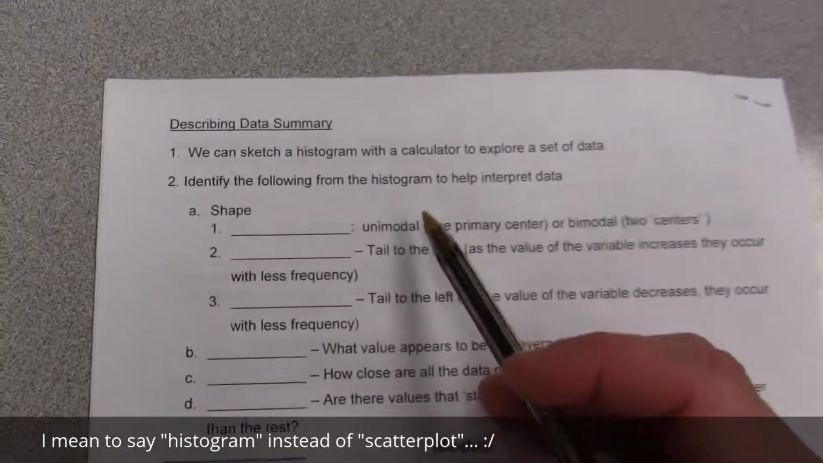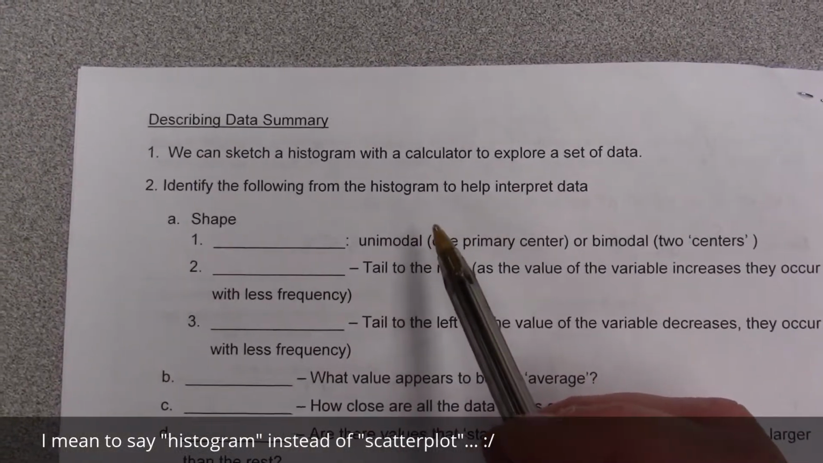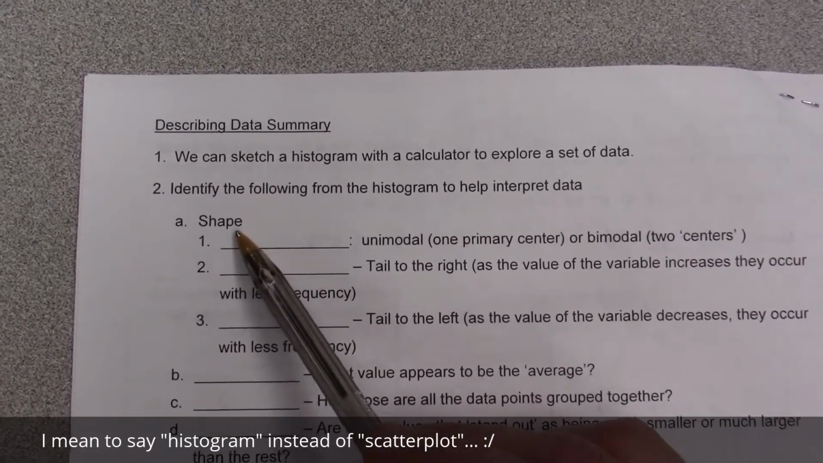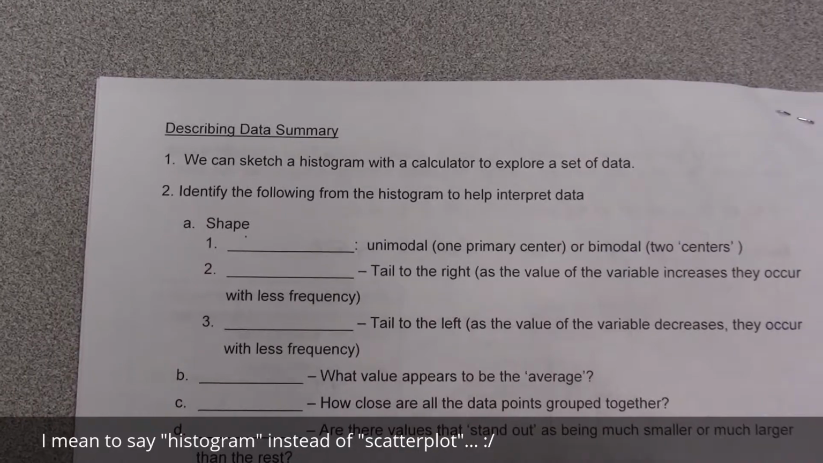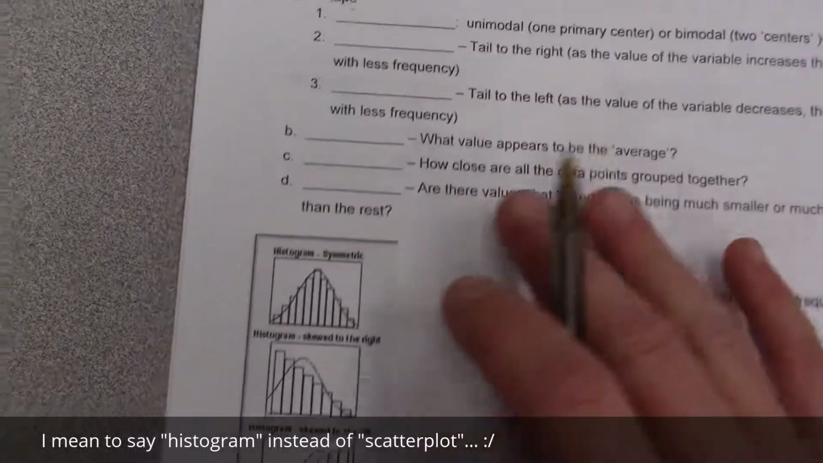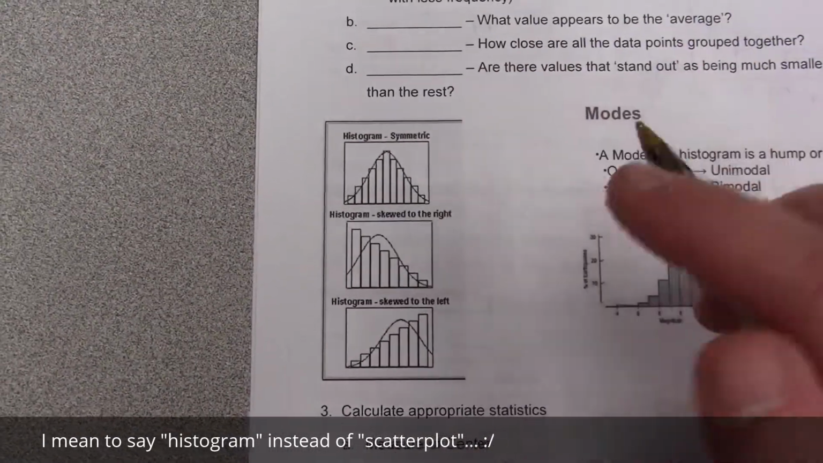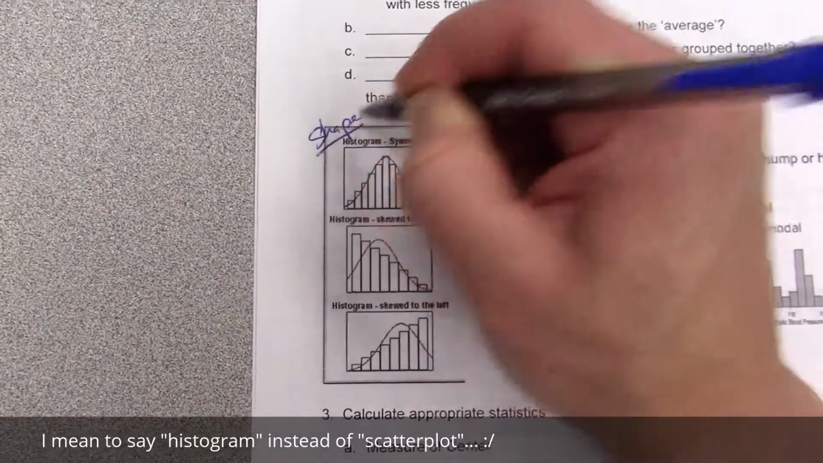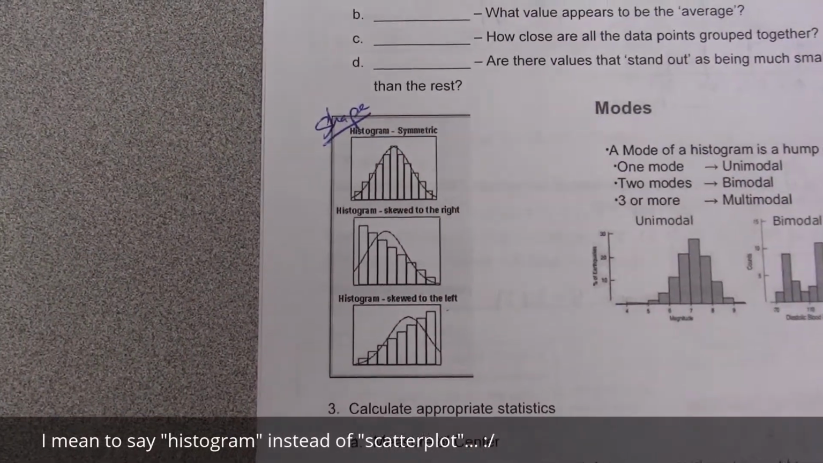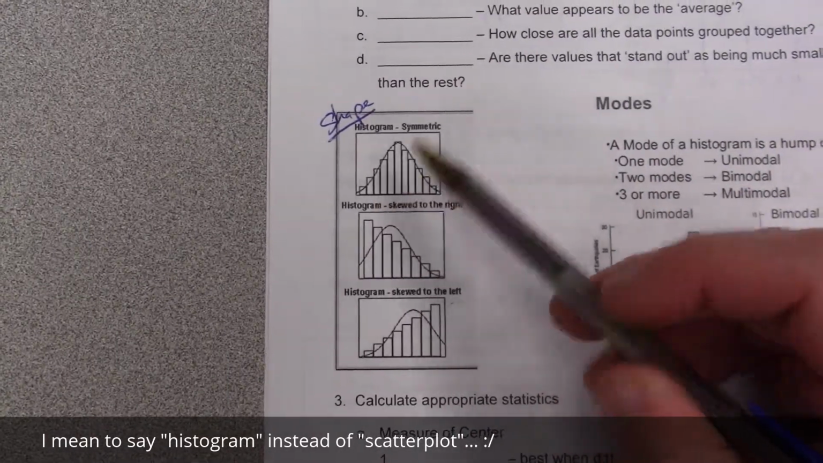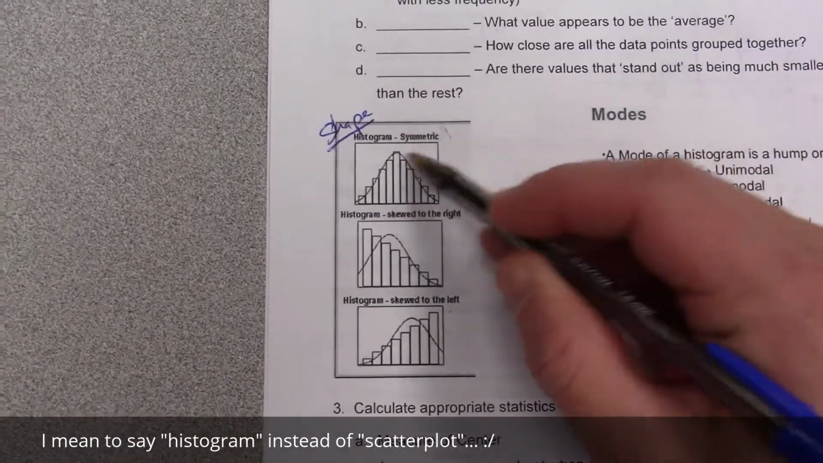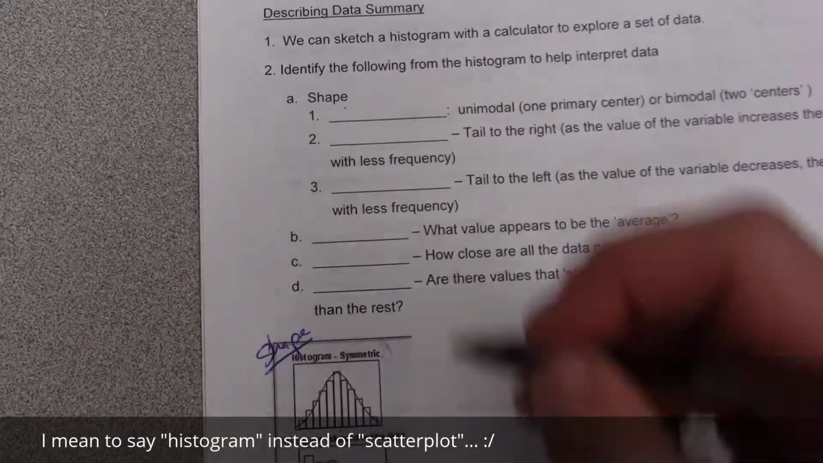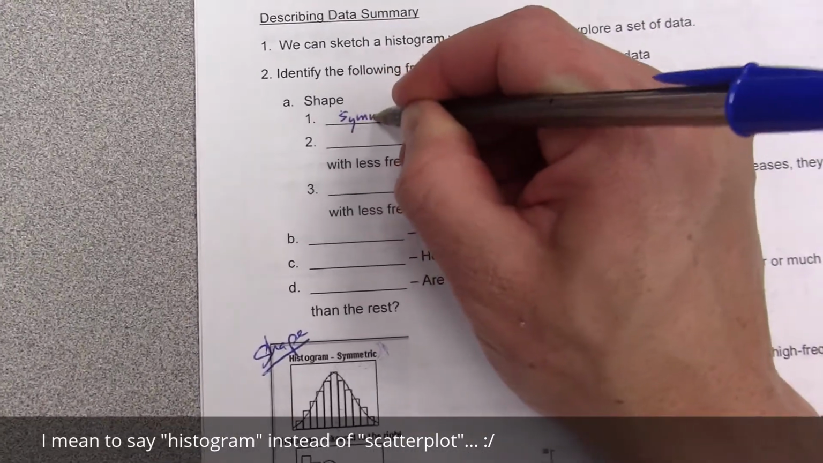So you should be able to now sketch a histogram with your calculator. And when we're talking about shape, there are a couple things that we want you to look for. Look at these 3 pictures. These are shape descriptors for different histograms. Sometimes a histogram looks normal like this, and it has a symmetric shape. So you can see that it's kind of symmetric about the mean.